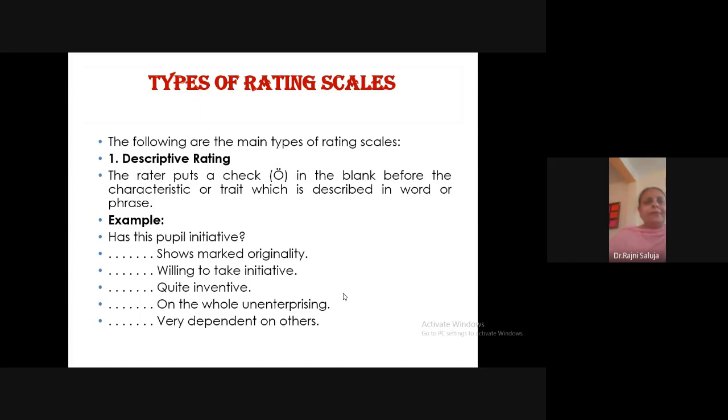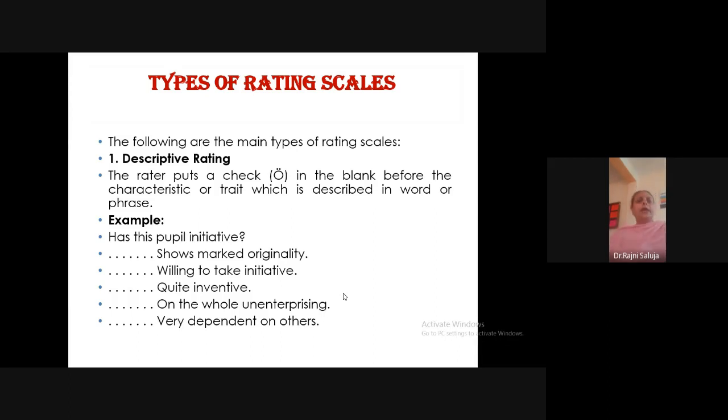First is descriptive rating. Descriptive means we are just describing the particular characteristic in a word or phrase. For example, has this pupil initiative? Now, this is a question. We can say they show marked originality. We are just describing that the students are showing originality. They are willing to take the initiative. They are quite inventive. On the whole, unenterprising, very dependent on others.